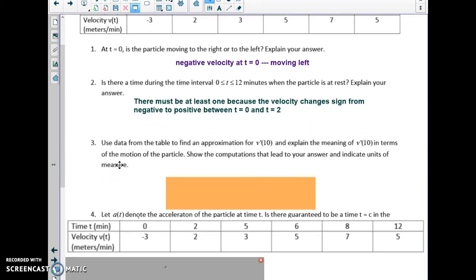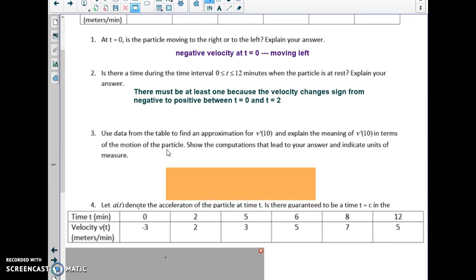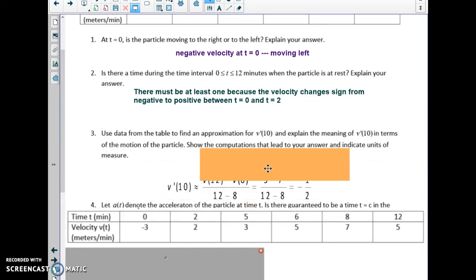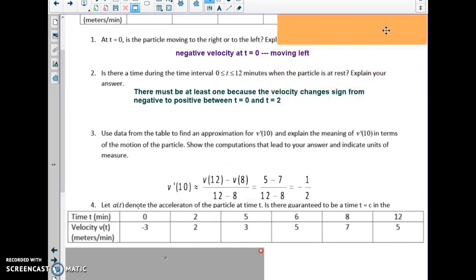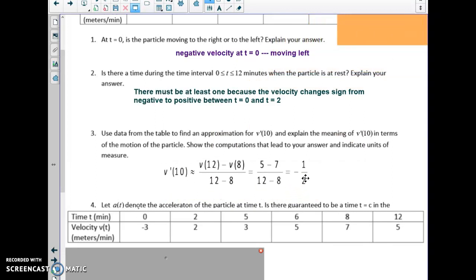All right, number 3 says use the data from the table to find an approximation for v prime of 10 and explain the meaning of that in terms of the motion of the particle. So let me move this out of the way here so you can see what that v prime of 10 is. Basically, you're going to find the average rate of change, because you can't find the actual value at exactly one time since we don't have that function, but we can compute it with values that are close to 10. So I chose 8 and 12, and we're finding that that is negative a half.